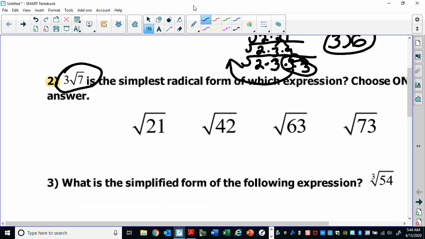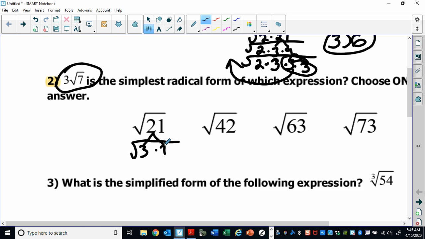Alright, while I'm waiting for Desmos to come up, I'll do the problems and then I'll show you guys how to go ahead and figure out what numbers multiply into 21. Alright, so we're here. I know that 3 times 7 is 21.